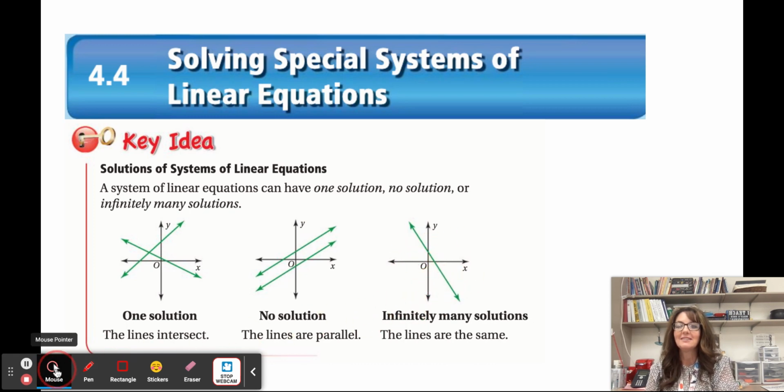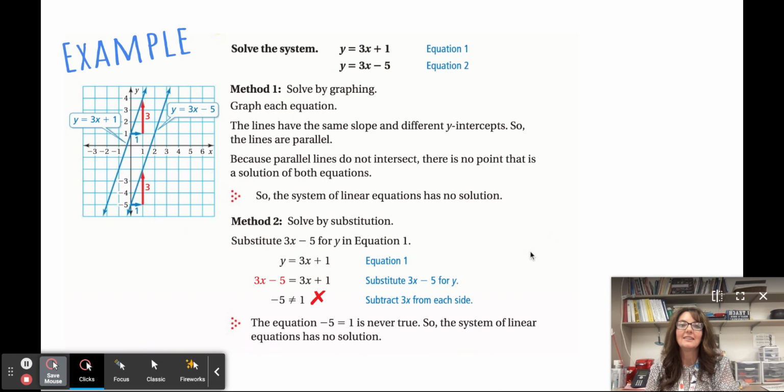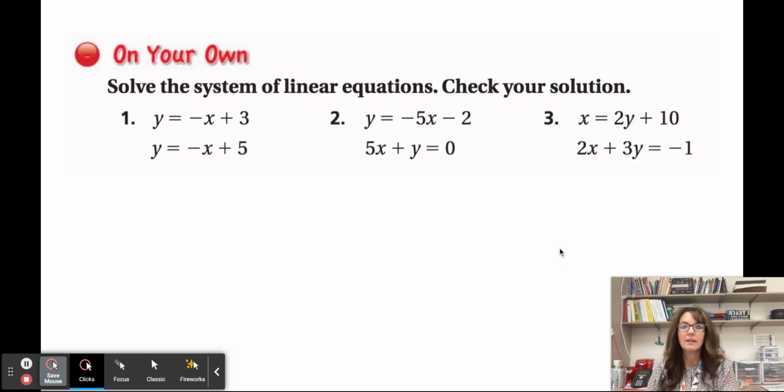All right, so here we go. Here is an example, right? Looking at these, I wouldn't even make you graph them because upon examination, y is equal to 3x plus 1, y is equal to 3x minus 5, same slope, they're parallel, no solution. So let's use some common sense while we're doing this and see if we can figure this out.